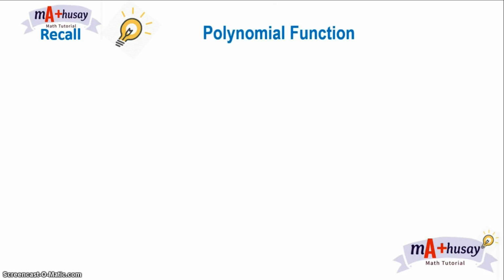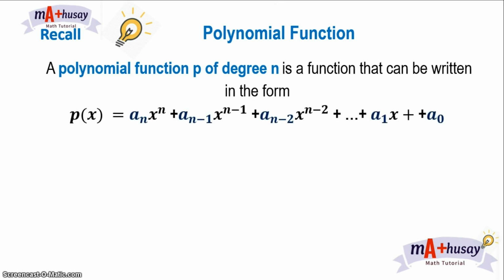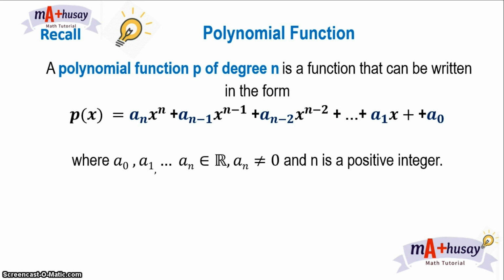Nung kayo ay nasa grade 10, napag-aralan ninyo ang polynomial function, na kung saan ang polynomial function p of degree n is a function that can be written in the form of p of x equals a sub n x raised to n plus a sub n minus 1 x raised to n minus 1 plus a sub n minus 2 x raised to n minus 2 plus up to a sub 0, where a sub 0, a sub 1, a sub n are elements of real number and a sub n must not be equal to 0 and n is a positive integer.